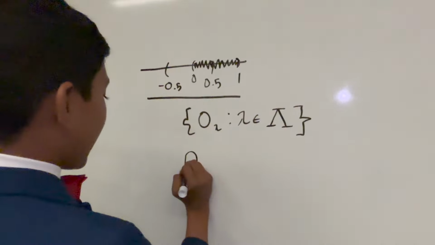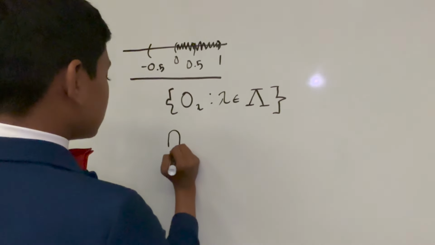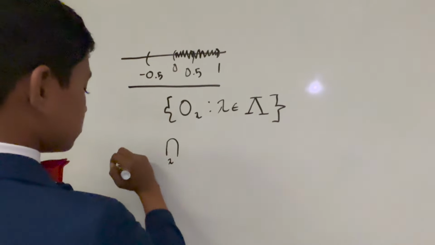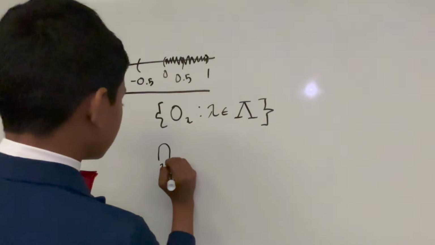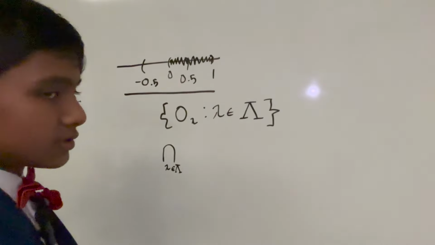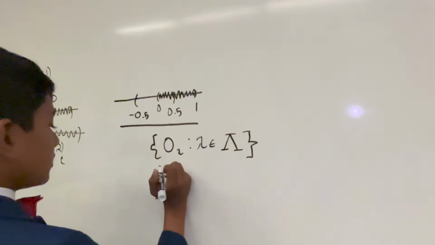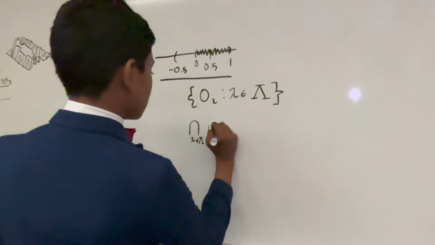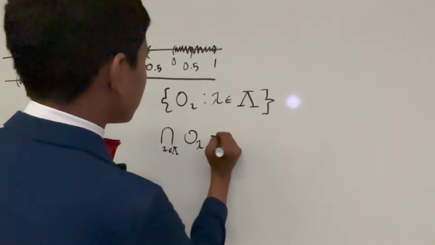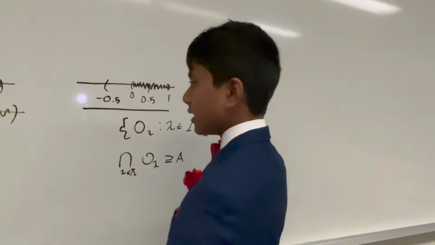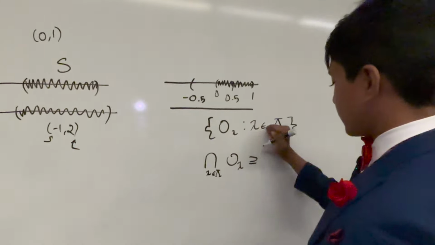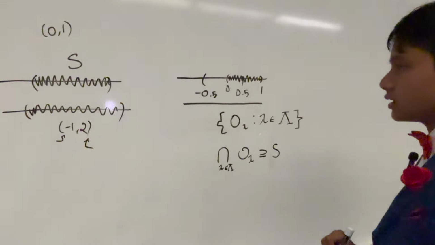So then we can have lambda, all lambda in lambda. Don't want to start off with lambda equals 1 or something, because 1 might not be in lambda. So this fully contains our set. And I think we're actually calling it S, sorry.